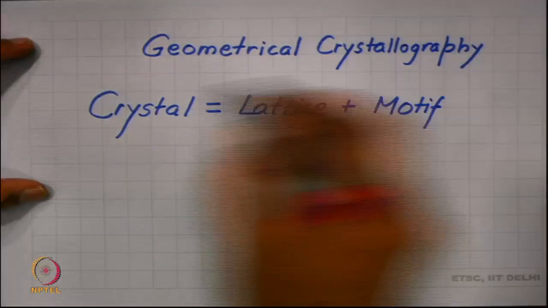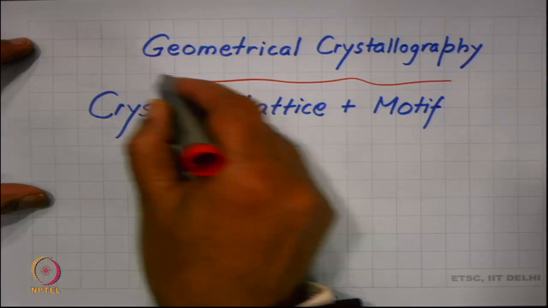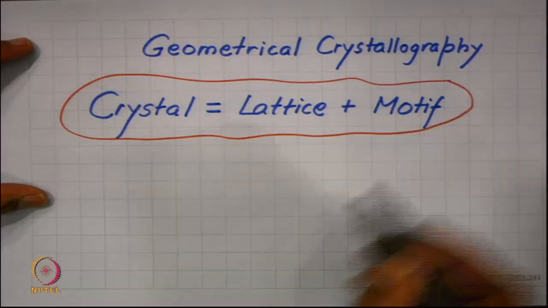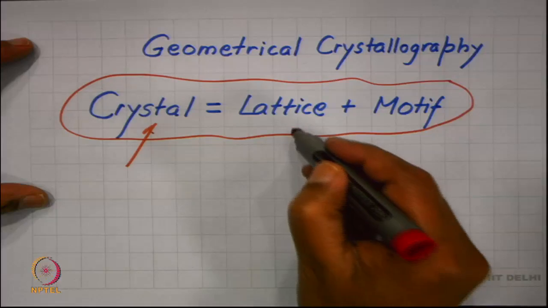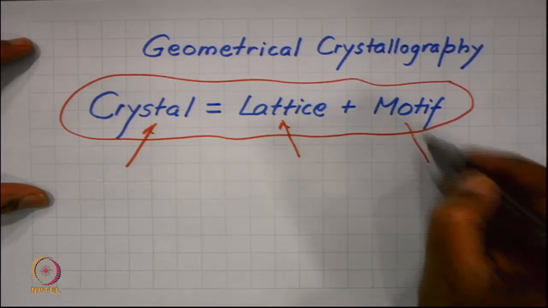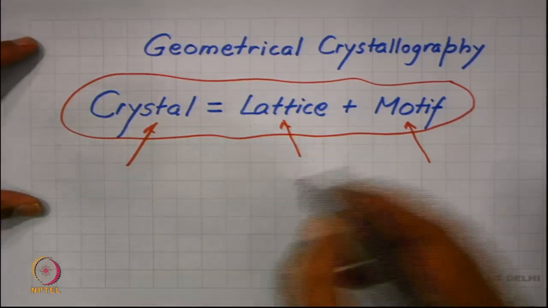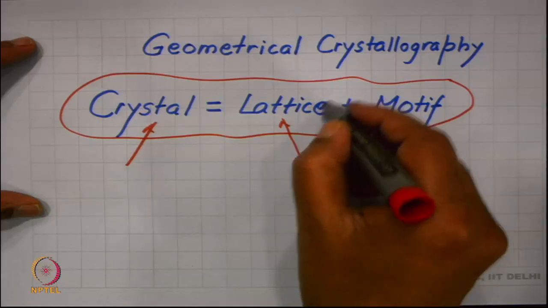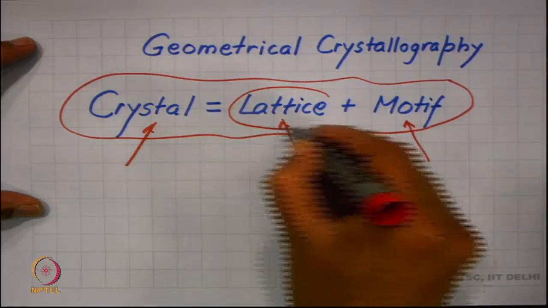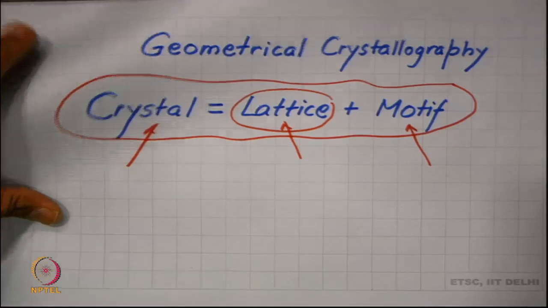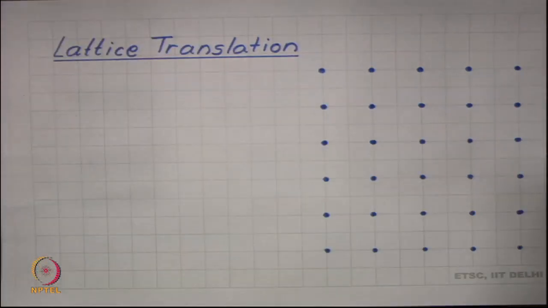Hello. So, we are on the topic of geometrical crystallography. Last class we discussed this important relationship, crystal is equal to lattice plus motif. We defined crystal, we defined lattice, and we defined motif. Now, in this class we will look at a little bit more detail about some of the properties of lattice. So, lattice will be the focus of this session. We begin with lattice translation.